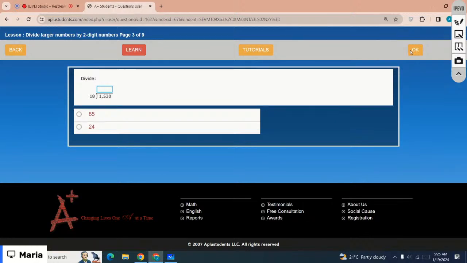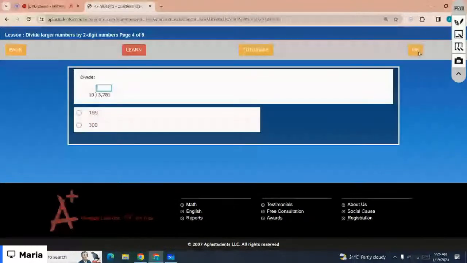1530 divided by 18, which is the correct option. 1530 divided by 18 is, yes, that is 85. The correct option is 85, right?